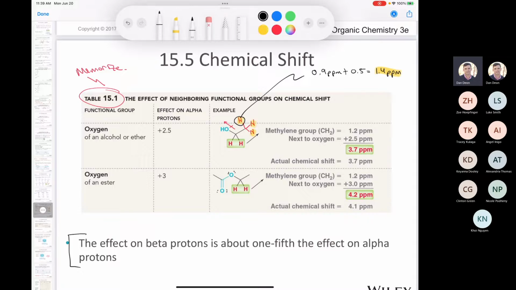We could try the same thing for these 3 protons down here. Let's pencil them in. 1, 2, 3. The baseline for a methyl proton, a CH3 proton, was 0.9 parts per million. Now we're going to add 1/5 of 3. 1/5 of 3 is 0.6. So we end up with 1.5 parts per million as a predicted chemical shift for those 3 protons. And that's how we predict some chemical shifts.